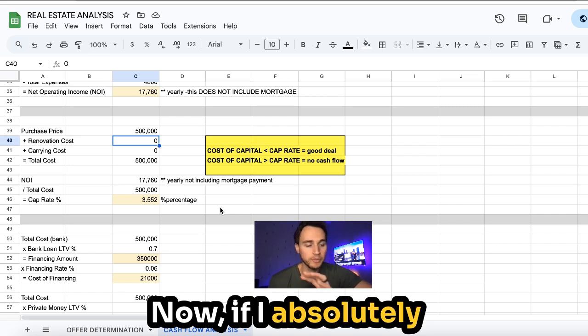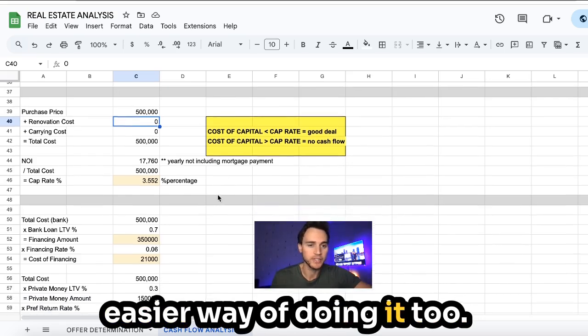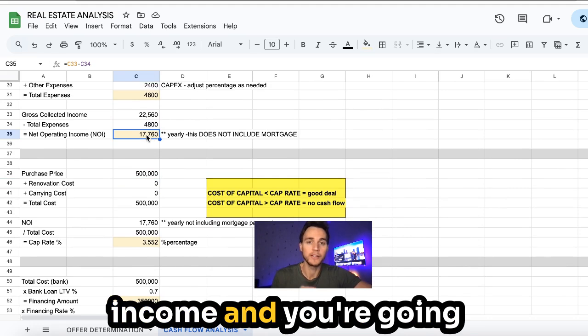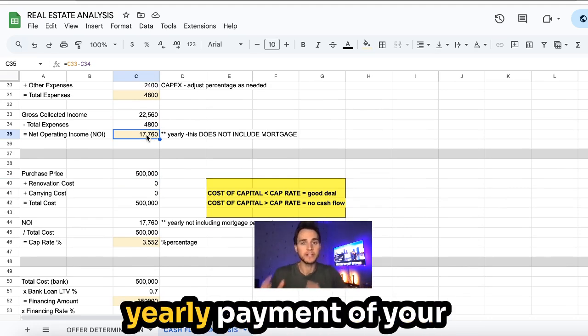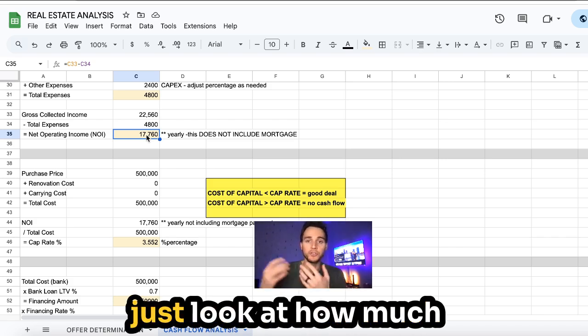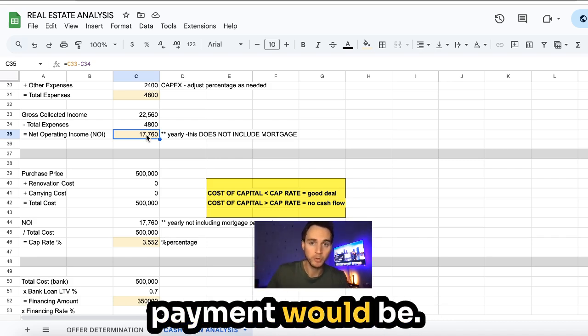Now, if I absolutely lost you there, which is totally understandable if I did, there's another easier way of doing it too. All you do is go back up to your net operating income, and you're going to compare that to the yearly payment of your mortgage amount. So you would just look at how much loan you're trying to get at what interest rate from the bank, look at what your mortgage payment would be.